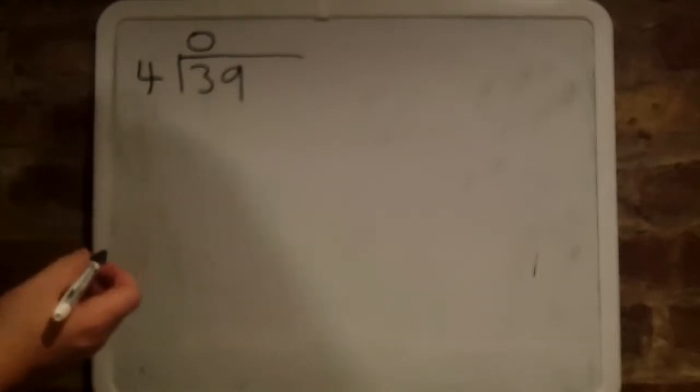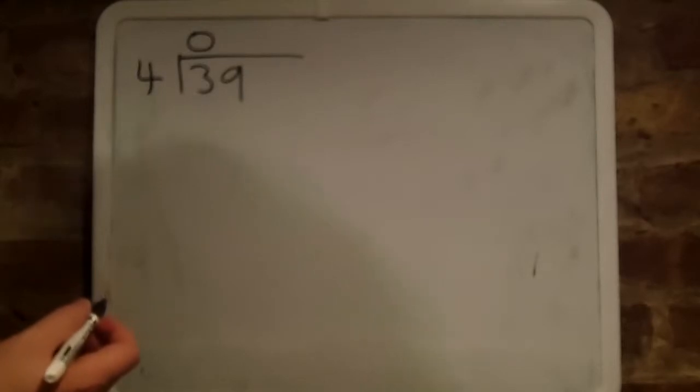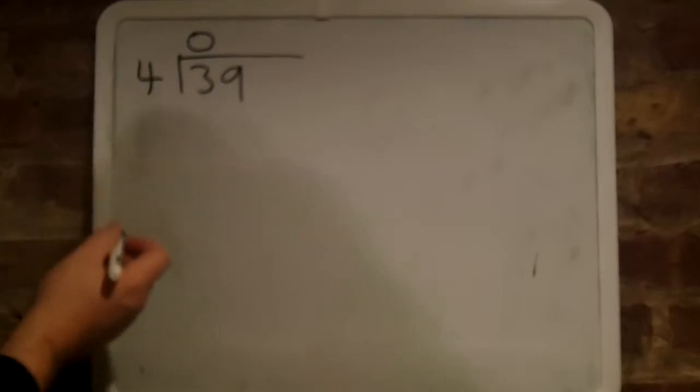Suppose we have, say, 4 into 39. 4 won't go into 3, so put a 0 there. How many times would 4 go into 39? Well, let's see. 4 times 8 is 32. 4 times 9 is 36. And 4 times 10 is 40. So the closest one there would be 9. It would be 36.